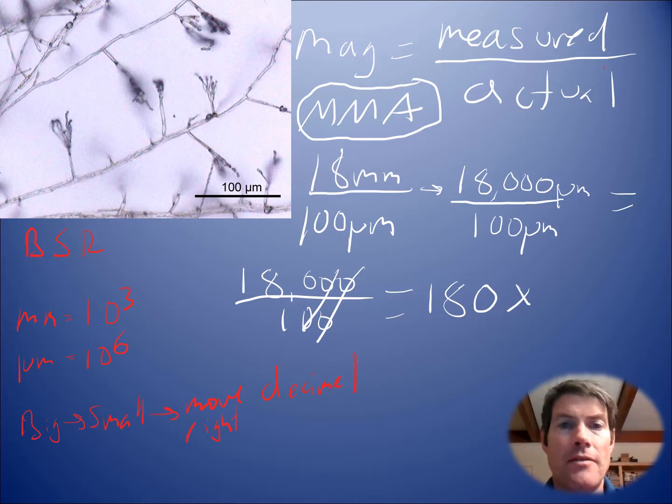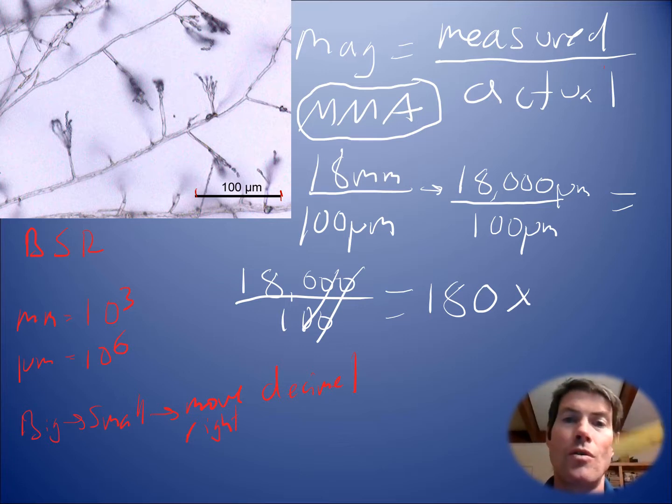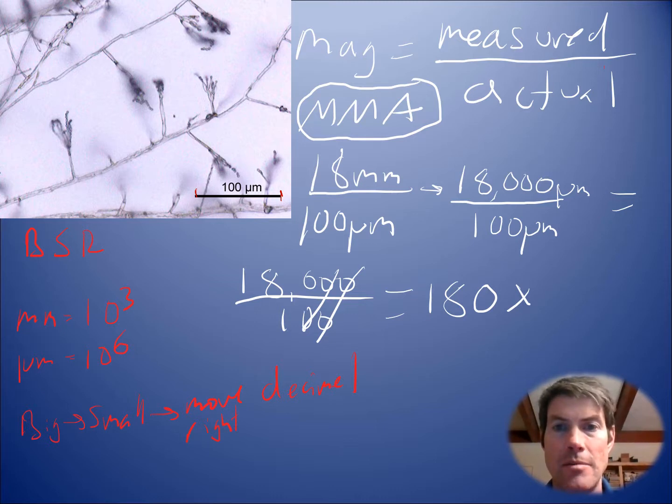You can calculate the magnification of a scale drawing here. Like, here's the scale. It gives you a length, and it gives you the actual length. So what you do, remember, is measure over the actual. Take your ruler. This is my wife's ruler. Her name is Danielle. So what I did is I measured this on my screen, and it measured 18 millimeters. And guess what? I know it's 100 microns. So I just converted the 18 millimeters to microns, and then cancel out the 0. It's 180 times magnification.